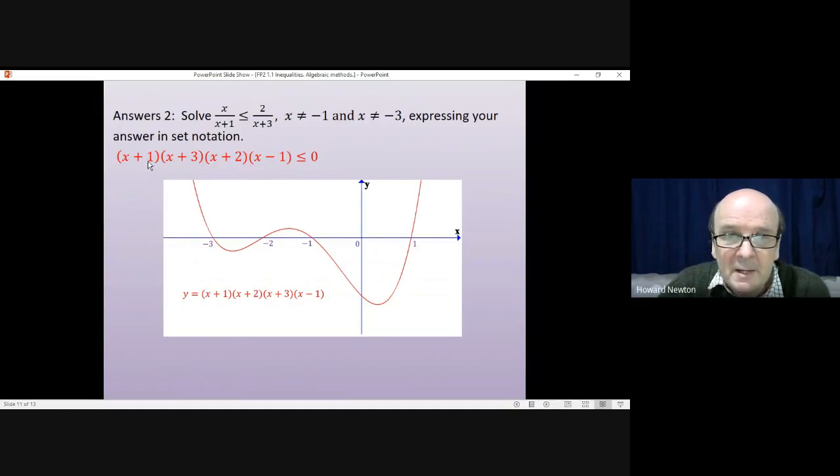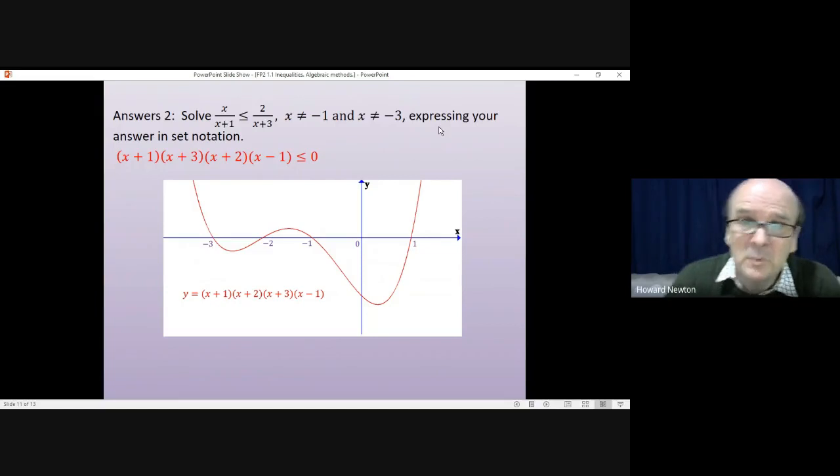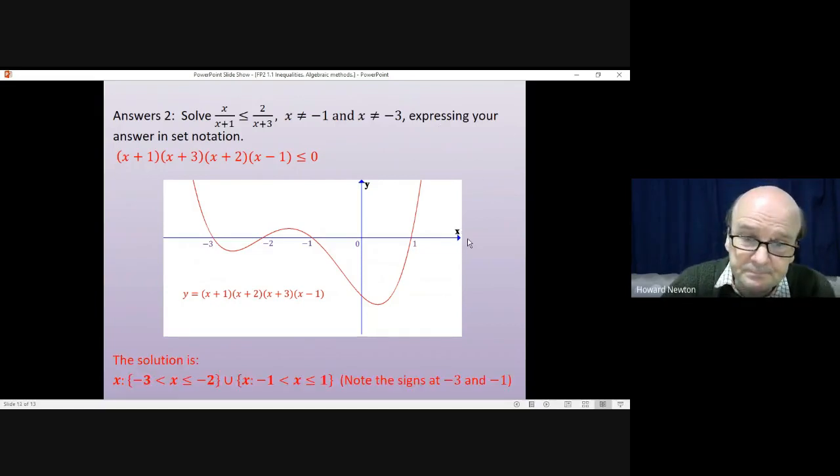We want to know when this is less than or equal to 0, so this is equivalent to the question: when is our graph underneath the x-axis? Well, that's between minus 3 and minus 2, then it's above, and then it's between minus 1 and plus 1. So you've got 2 ranges when the graph is beneath the x-axis. And at this point, the question says express your answer in set notation. Well, since they've asked us to do that, we will do what they have requested. The solution would look like that in set language.